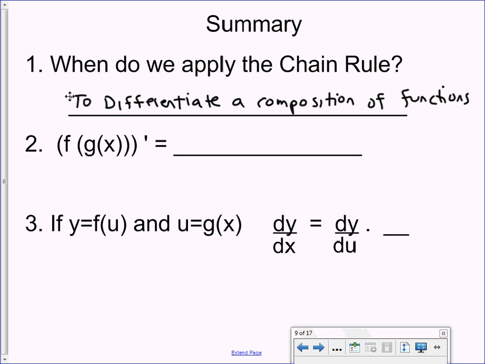If you want to find the derivative of f of g of x, take the derivative of the outer function. The outer function's f. So it's f prime. Evaluate at the inside function. You leave the inside alone. So f prime of g of x times the derivative of the inside function. So times g prime of x.